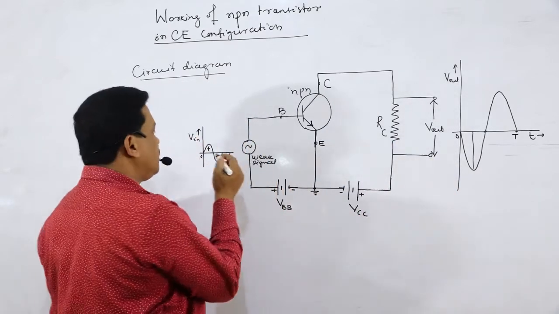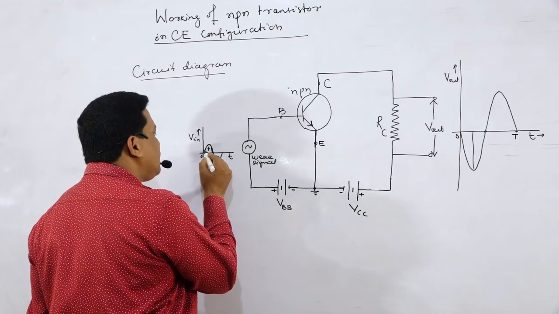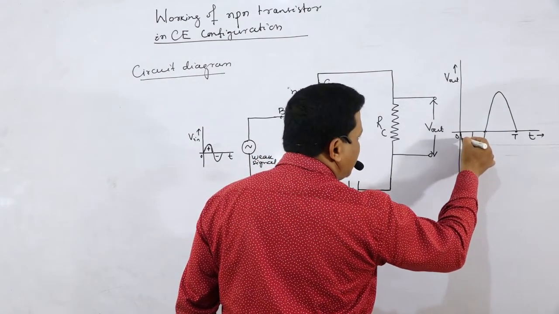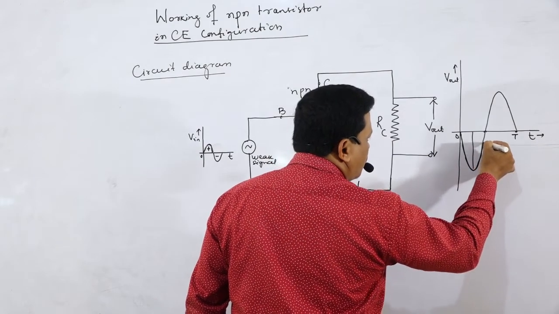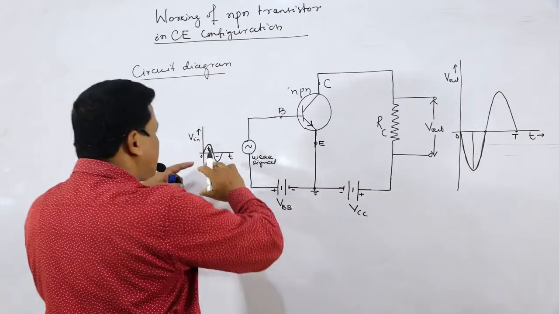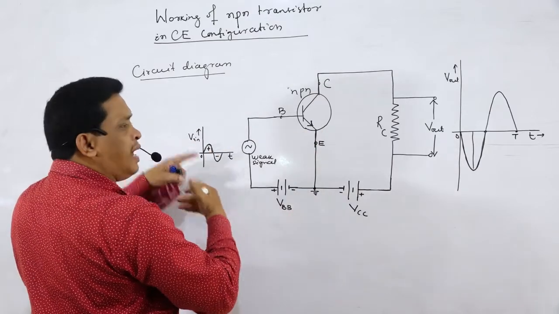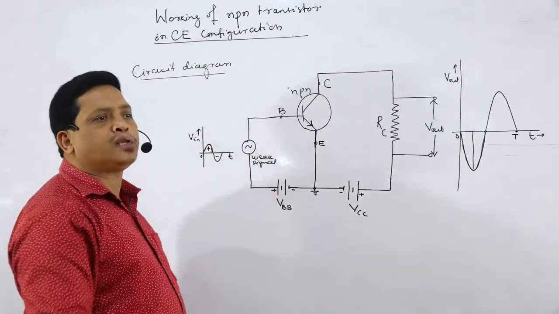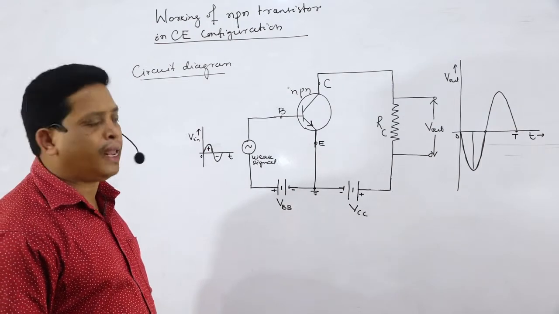Phase difference. Look here, when the input voltage is increasing in the positive half, the output voltage is increasing in the negative. Therefore, if you compare it, just opposite of this is the output. If you turn it 180 degree, then you will get the output. So there is a phase difference of 180 degree between the input voltage and output voltage.